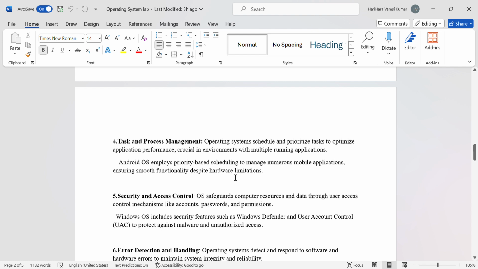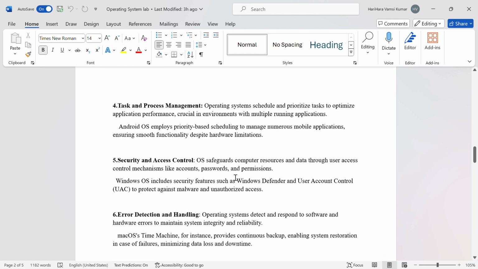Operating systems schedule and prioritize tasks to optimize application performance, which is crucial in an environment with multiple running applications. Android OS employs priority-based scheduling to manage numerous mobile applications, ensuring smooth functionality despite hardware limitations.